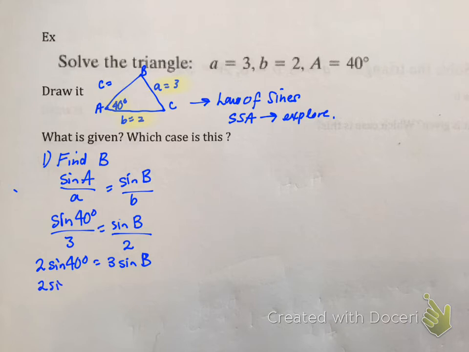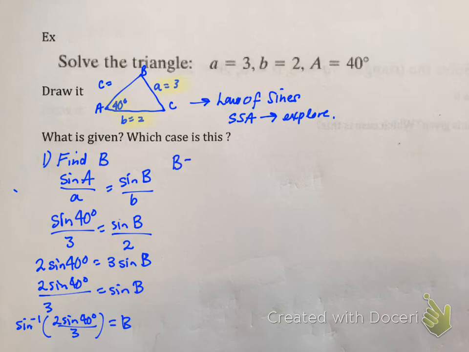So 2 sine of 40 degrees divided by 3 equals sine B. To get B by itself, I have to use inverse sine. So I'm going to find the inverse sine of 2 times sine of 40 degrees over 3. When you put that into your calculator, I find that B equals 25.4 degrees. So I know right at this point, because I didn't get a domain error, that I have at least one triangle. The question is, do I have one triangle or two triangles? So I have to explore.